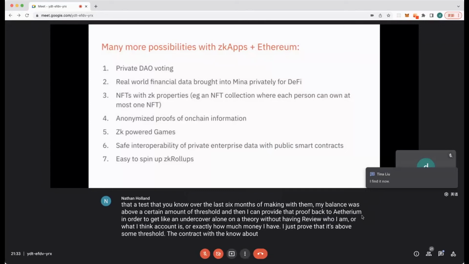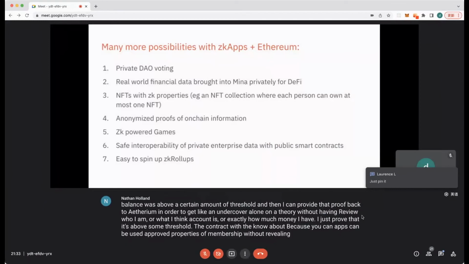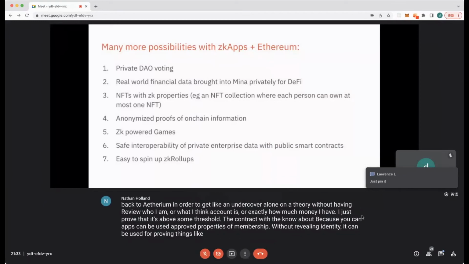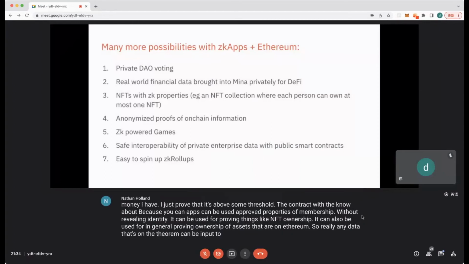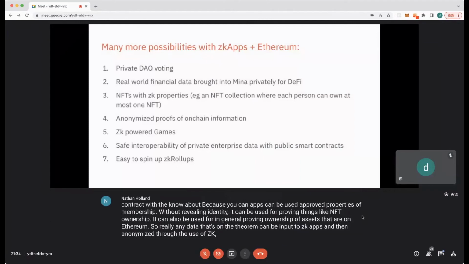Because ZK apps can be used to prove properties of membership without revealing identity, it can be used for proving things like NFT ownership. It can also be used for, in general, proving ownership of assets that are on Ethereum. So really any data that's on Ethereum can be input to ZK apps and then anonymized through the use of ZK apps and provided back to Ethereum as a zero-knowledge proof.